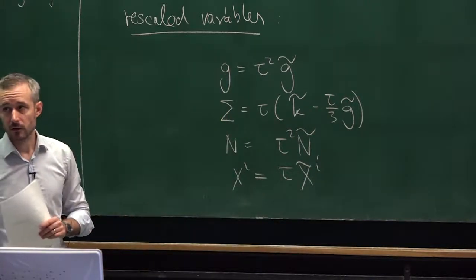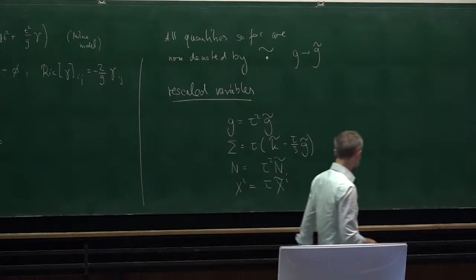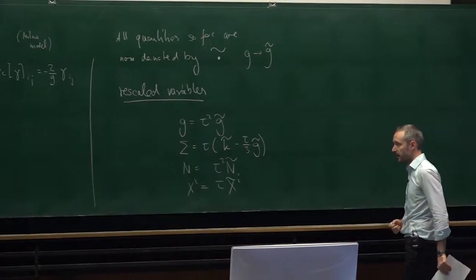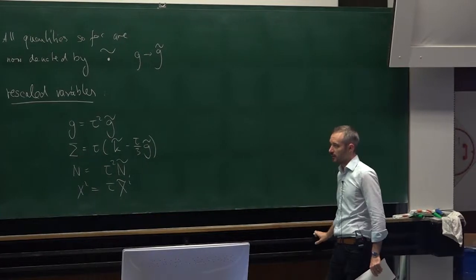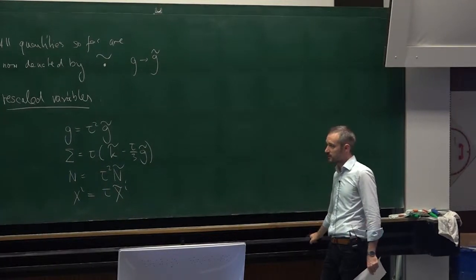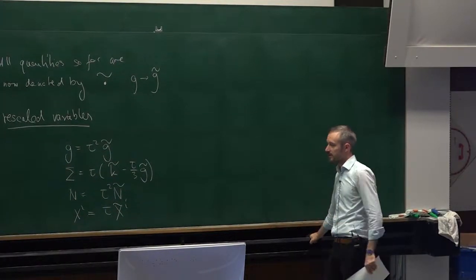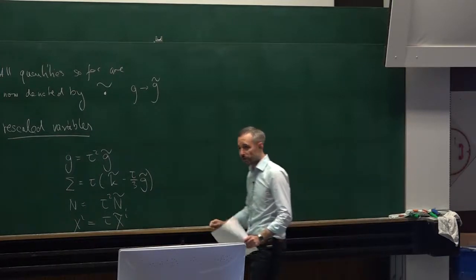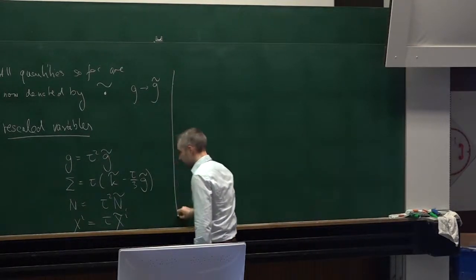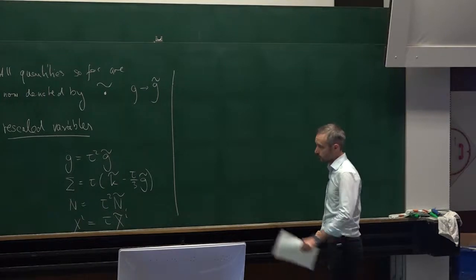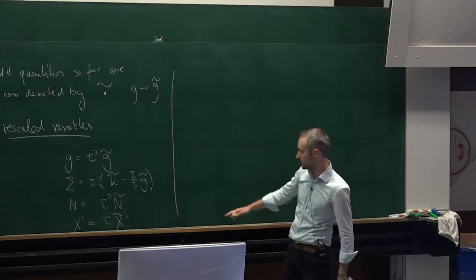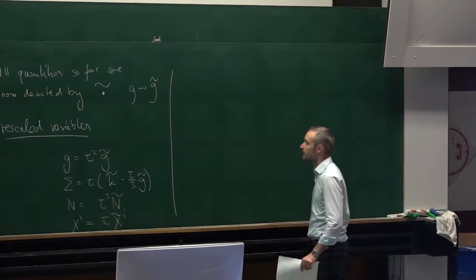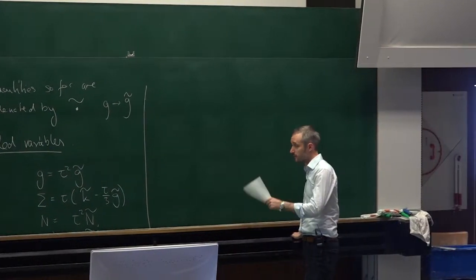There's a physical argument behind this, which corresponds to what the units of these quantities are. If you translate this properly, but for now it's sufficient just to believe that this is the right way to rescale, and for the metric it's obvious. For the shift and lapse it's not immediately obvious maybe, but it's sufficient to believe it.